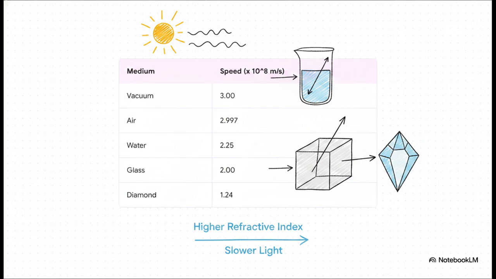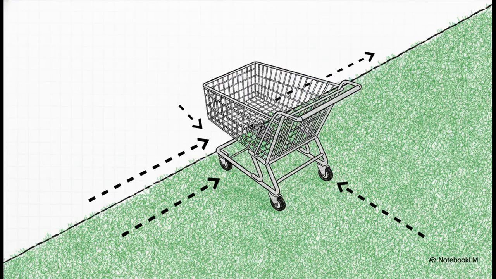Physicists call these materials optical media. Basically, the more a material slows down the light, the higher its refractive index. So whenever you hear higher refractive index, just think slower light. So why exactly does slowing down cause bending?